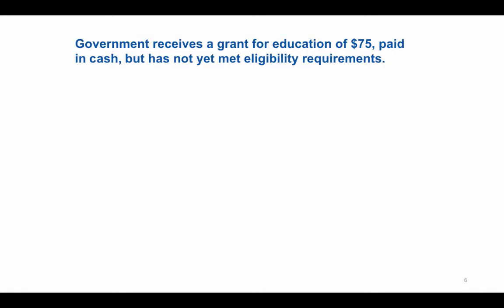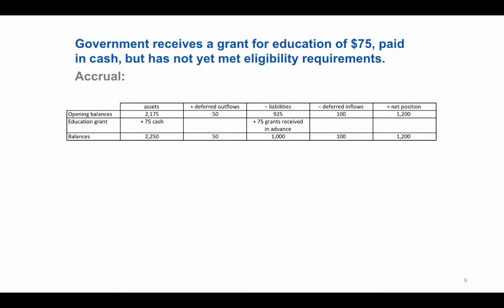in advance. Let's say a government receives an education grant for $75, but it hasn't yet met the eligibility requirements, which are it needs to spend that money on education. So on an accrual basis, it has $75 in cash that it didn't have before, and it also has a new liability. We'll call it grants received in advance, because if it doesn't meet the eligibility requirements, it has to pay that money back. It has to give it back to the grantor.